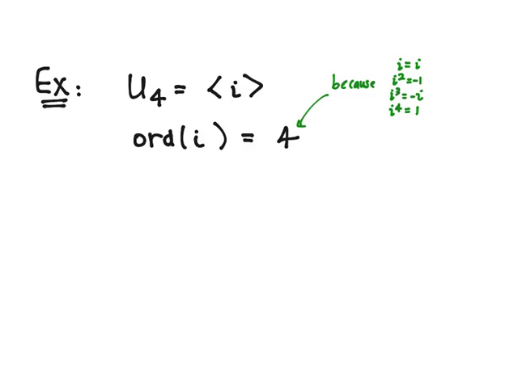Something similar happens in our other example, which was U4, which we saw was equal to the subgroup generated by the element i. If I calculate the order of that element i by raising it to powers over and over again and waiting to see when I get the identity, I'll find it's not till I raise it to the 4th power that I get the identity, so its order is 4, which again is the same as the number of elements in the group U4. So that again exhibits this theorem.